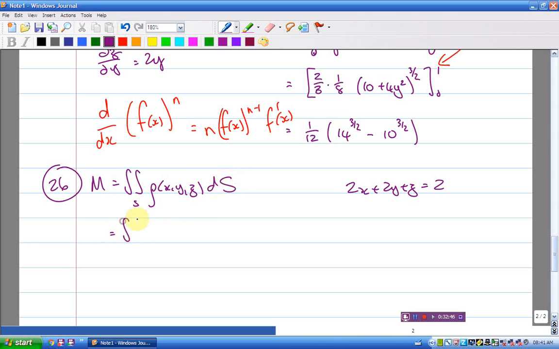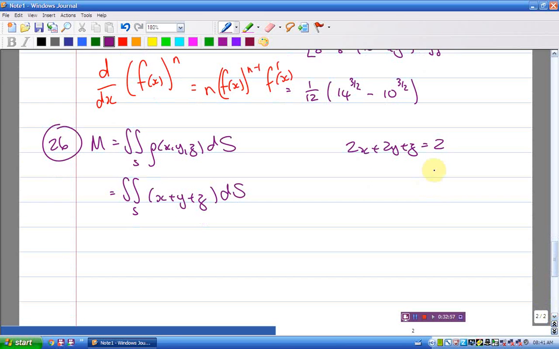Equals integral over S, and the density is x plus y plus z. It's flickering. That's not so nice. Okay, let's have a look. What does this plane look like? It's one of those planes that we can draw as a sort of leaning-over triangle. That'll be a 2 and those will be 1s.